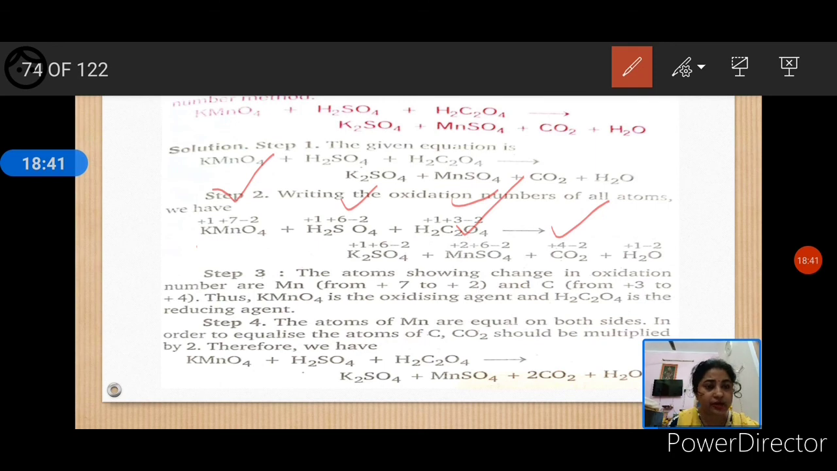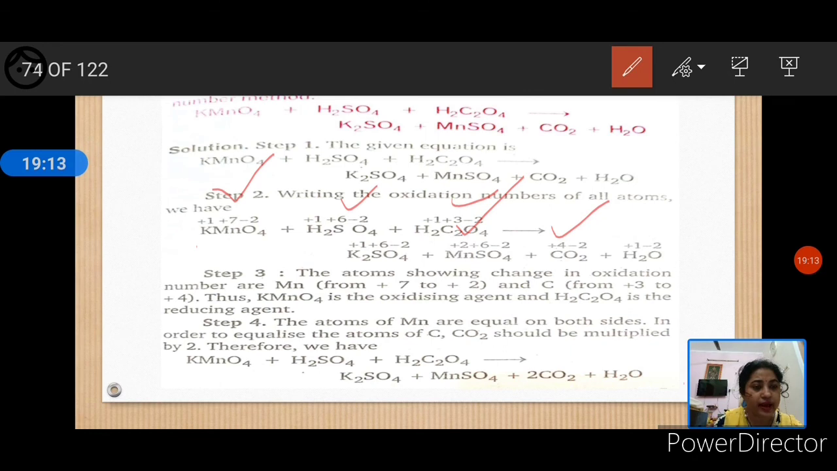Okay, so the atoms showing change in oxidation number are manganese from plus 7 to plus 2 and carbon from plus 3 to plus 4. Thus, KMnO4 is the oxidizing agent. Reduction of manganese in KMnO4 is occurring, so that will be your oxidizing agent. And H2C2O4, oxalic acid, is the reducing agent, as we are finding its oxidation, so it is a reducing agent. Next step.